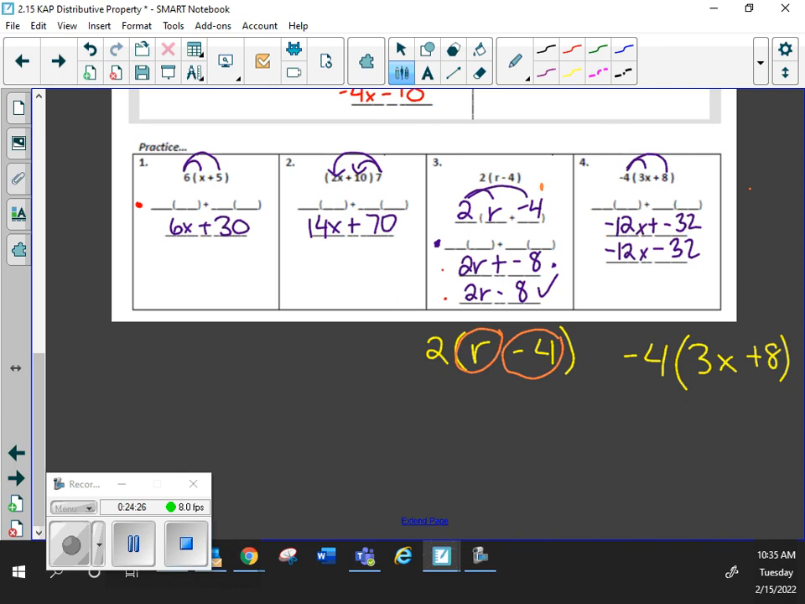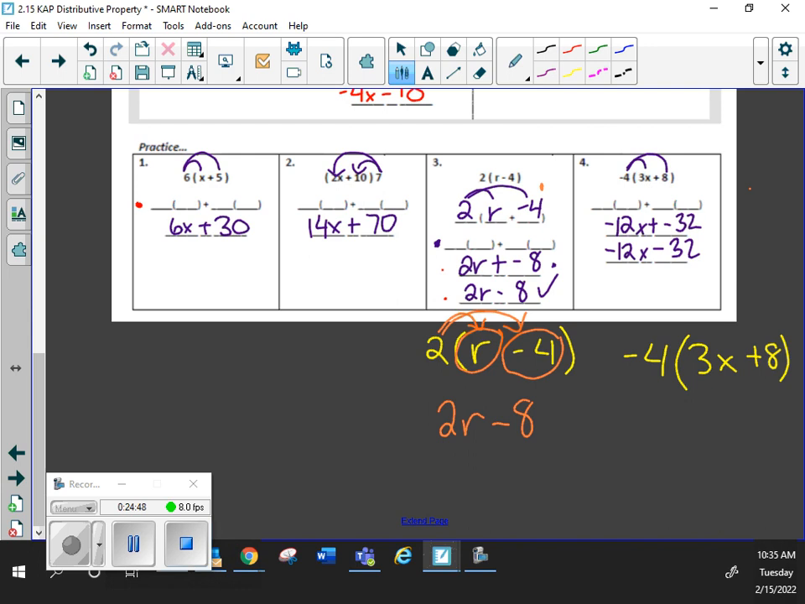Okay, what I then can do is distribute like I did. Again, stay with me because you might like this version better. 2 times r gives me 2r, and then 2 times negative 4 gives me negative 8. And that's already rewritten. I didn't have to simplify or return it. Do you see how I did that? Okay, let me do it one more time.